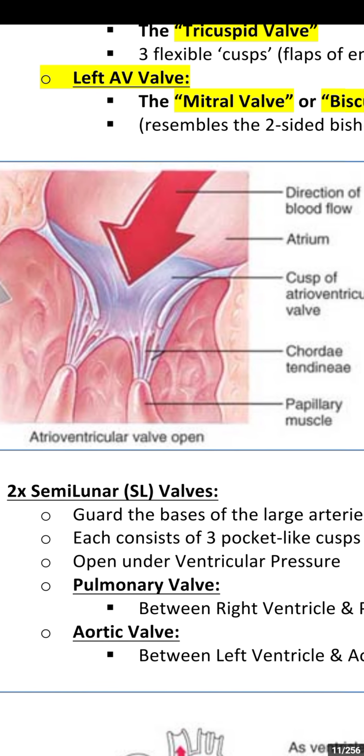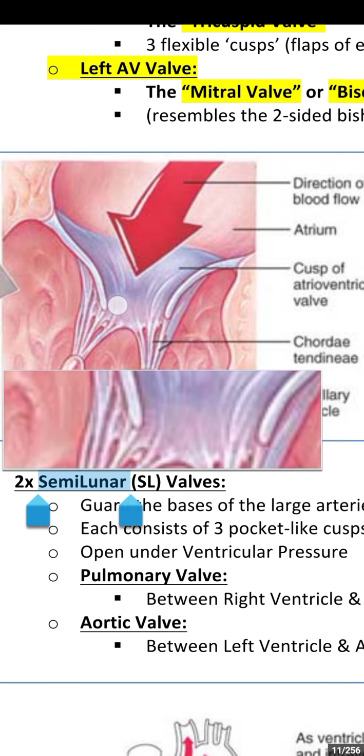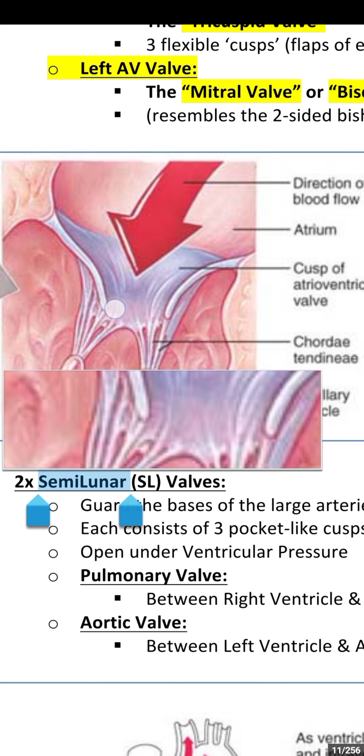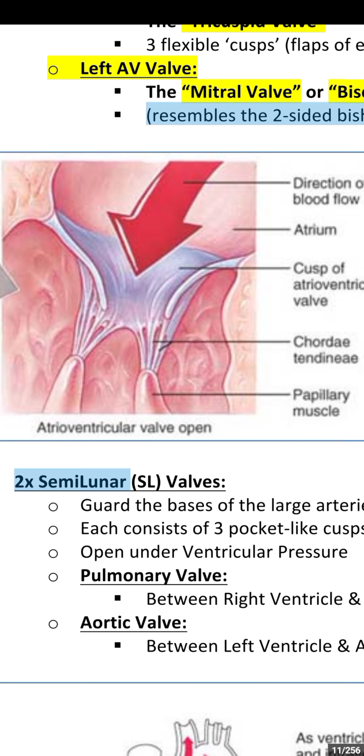Tendineae means it's a type of tendon. Chordae means cords, so it's a string-like structure that is connected to the valves and anchors them. What's the function of chordae tendineae? It helps to anchor the cusps to the papillary muscle.